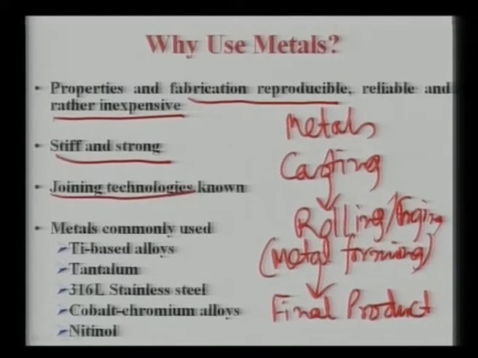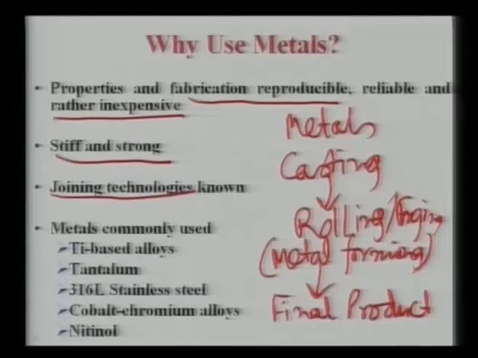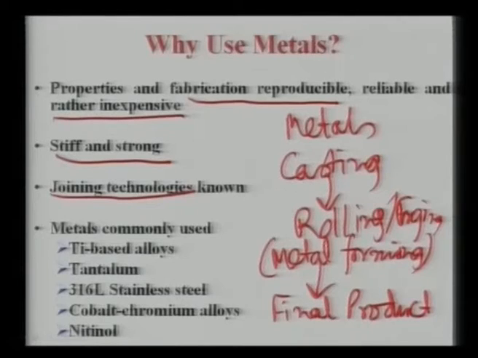Joining technologies means, suppose you want to make a complicated part or a bimetallic part, then you want to join two parts. For example, this is one part and this is another part. Typically the welding process is quite standard and well known, and these welding or joining processes can be easily adapted for a particular application.